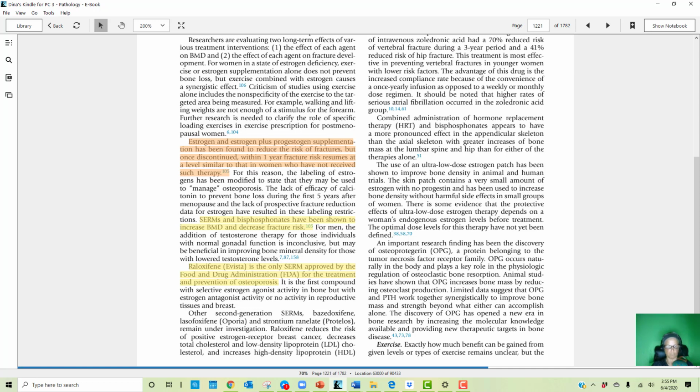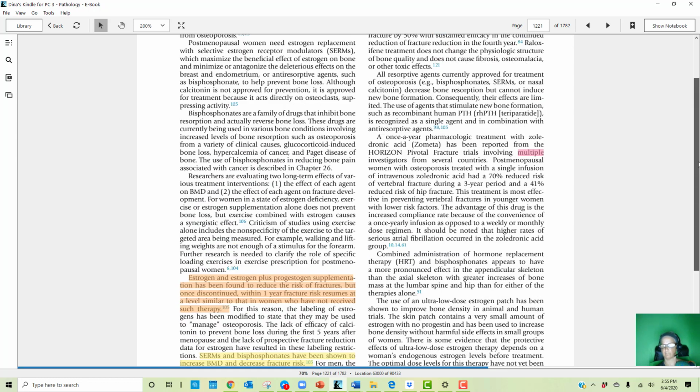Other second-generation SERMs, bazedoxifene, lasofoxifene, ospemifene, and strontium ranelate, Protelos, remain under investigation. Raloxifene reduces the risk of positive estrogen receptor breast cancer, decreases total cholesterol and low-density lipoprotein, LDL, cholesterol, and increases high-density lipoprotein, HDL, cholesterol but does not increase the risk of endometrial cancer or cause spotting and bleeding.